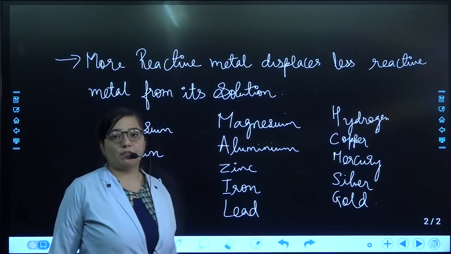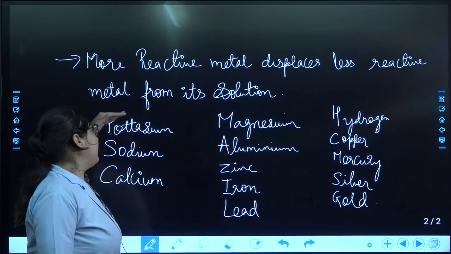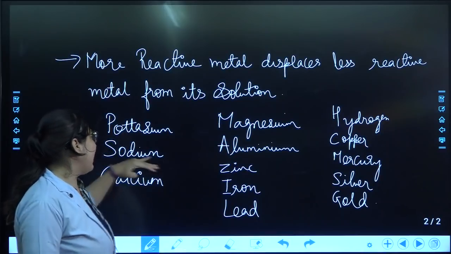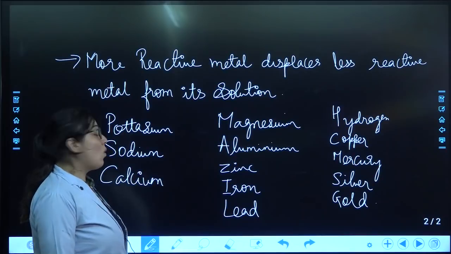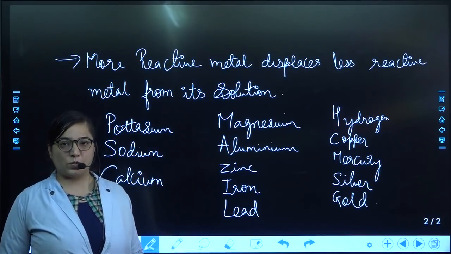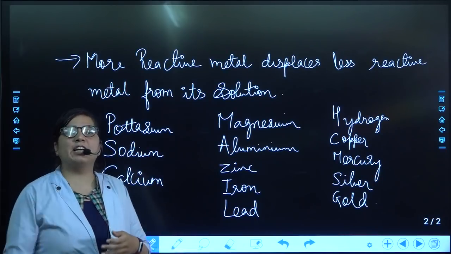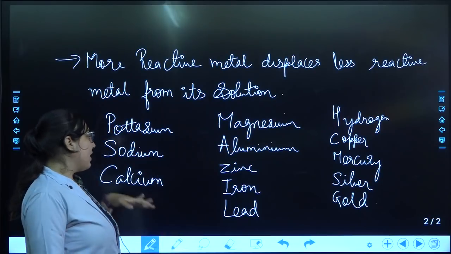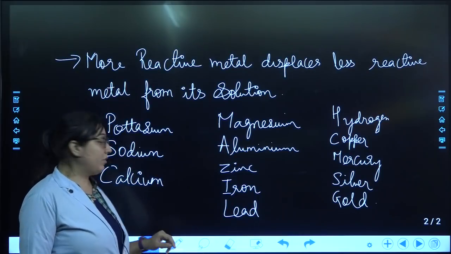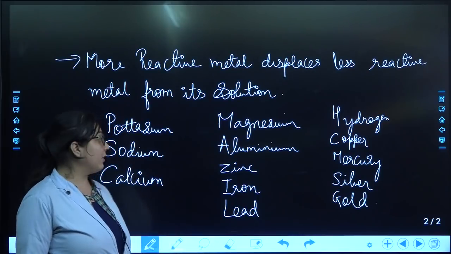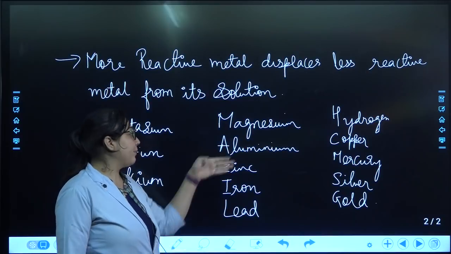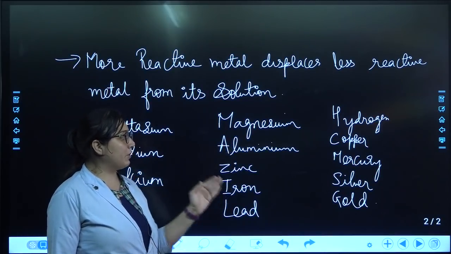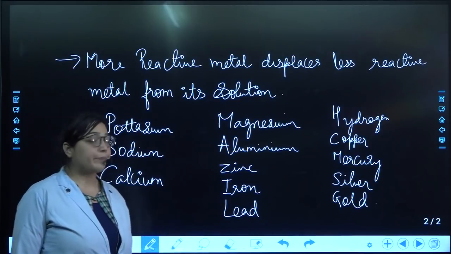On the basis of this, we can say potassium is the most reactive element. After that comes sodium. So only these are preserved in kerosene, as they will start vigorously the reaction with the air as well as water. Calcium, again one of the metals which is very reactive. Magnesium, aluminium, zinc, iron, lead, hydrogen, copper, mercury, silver and gold.